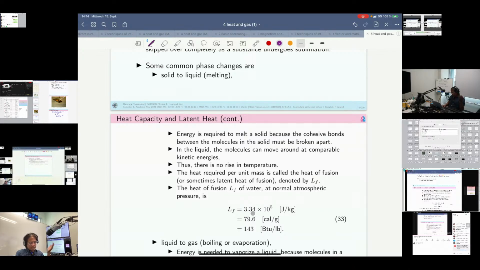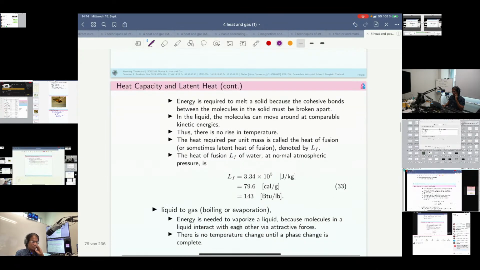LF is measured by scientists, and it's found that the value is 3.34 times 10 to the power 5 joules per kilogram, right? And yeah.